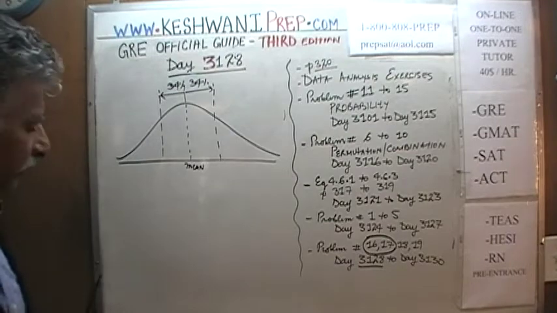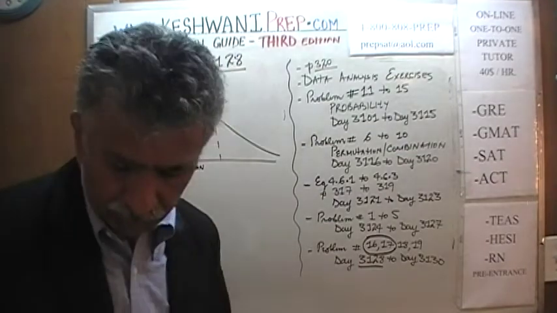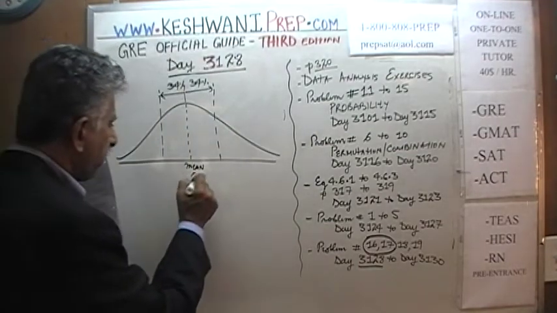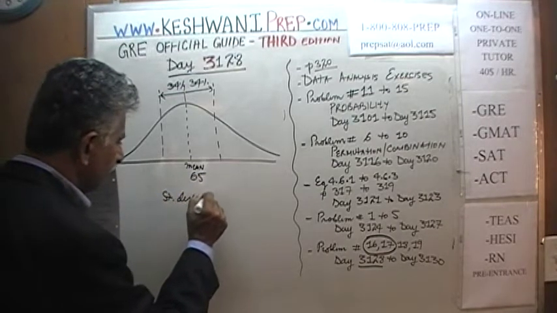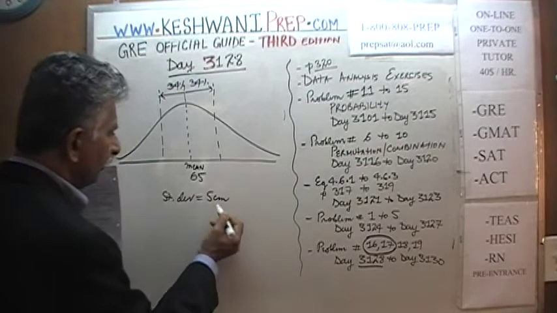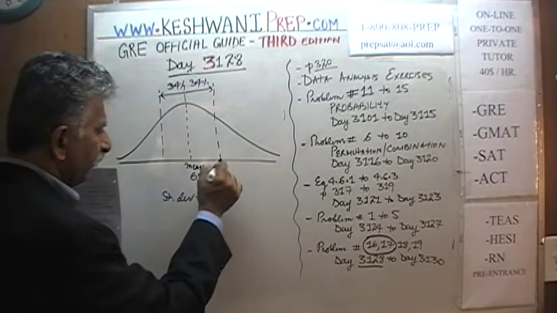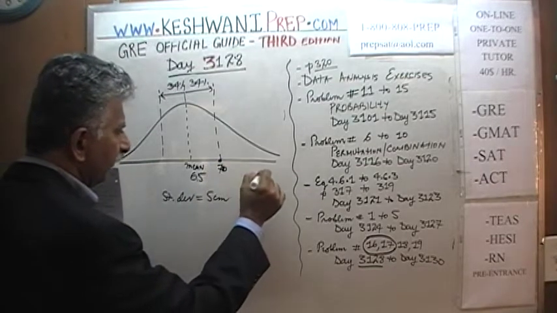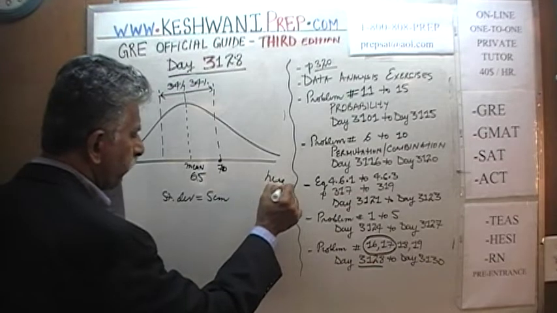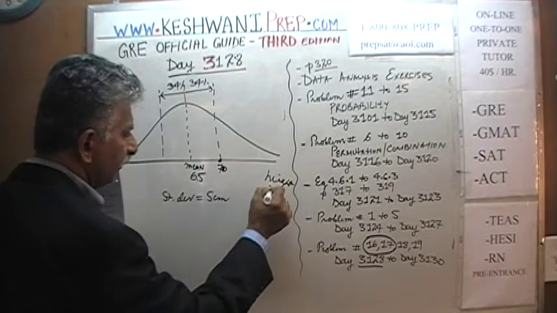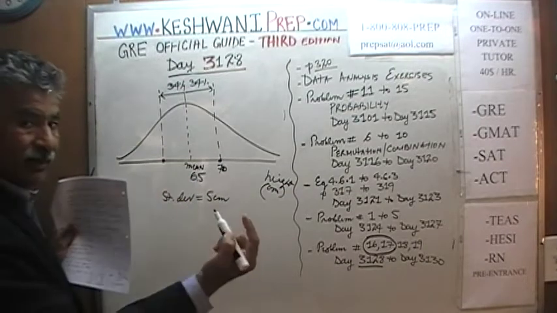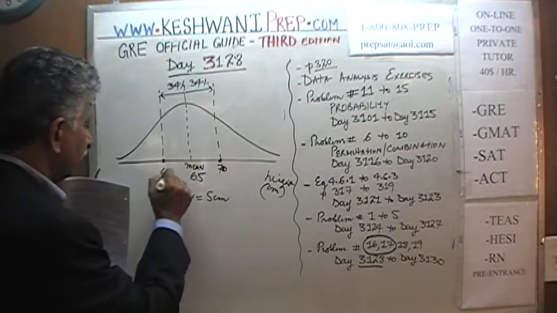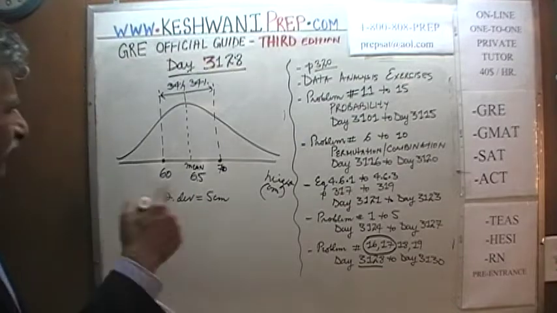34% of the population. Here, we are told that the mean is 65. We were also told that the standard deviation is 5 centimeters, which means if you go 5 centimeters this way, it's going to be 70. These are heights in centimeters, do you understand? And if you go 5 centimeters the other way, one standard deviation below the mean, we approach 60. So I'm not going to write centimeter everywhere.